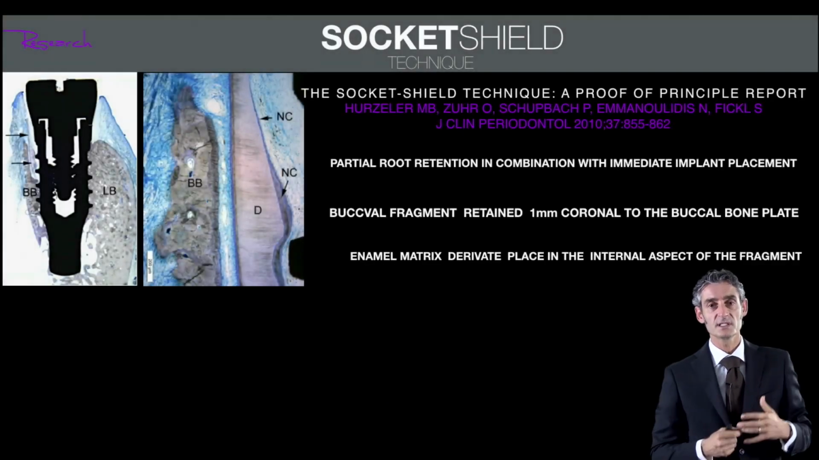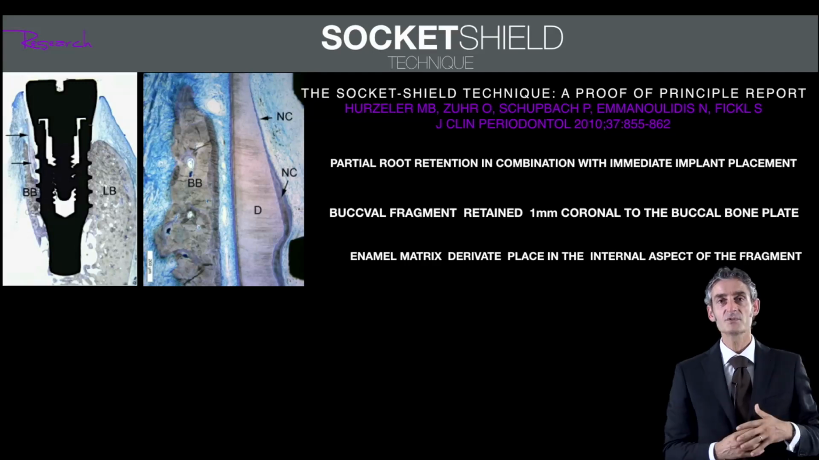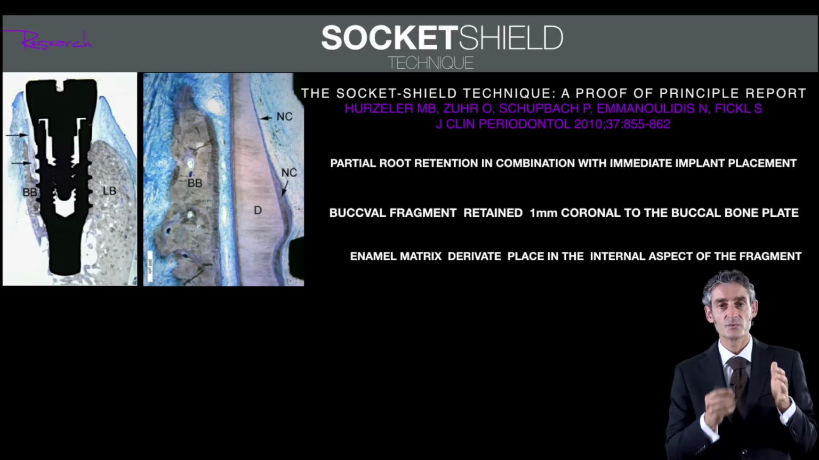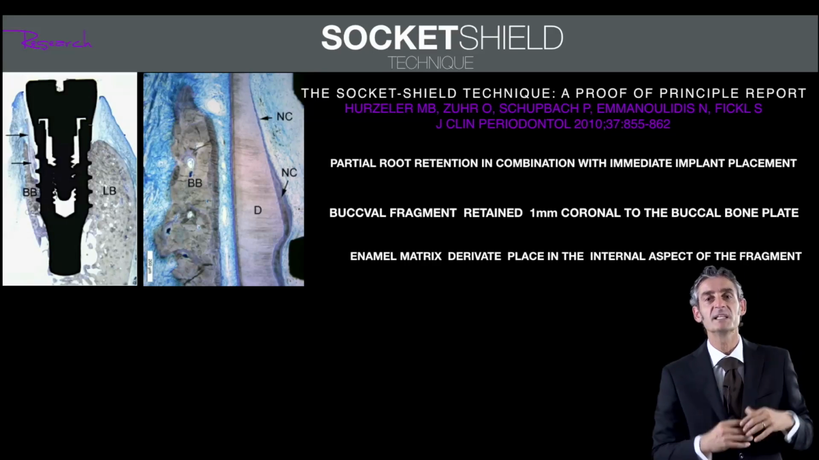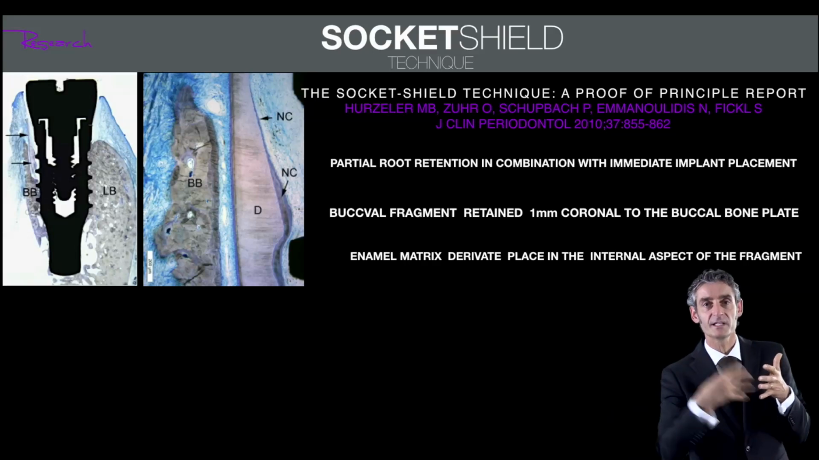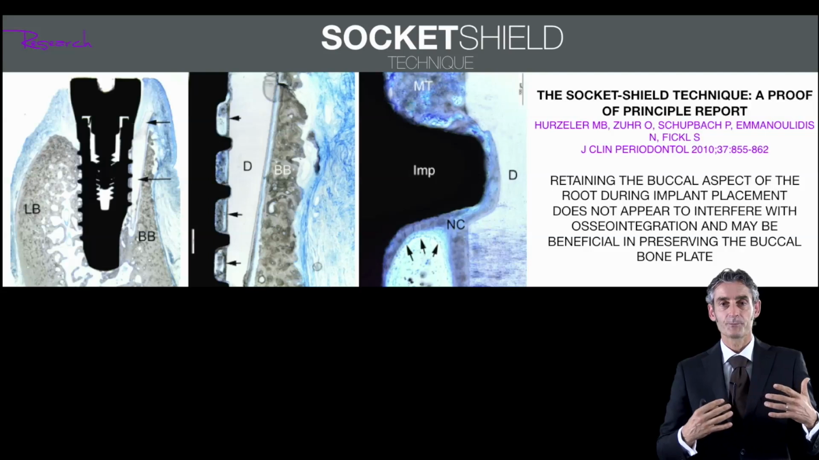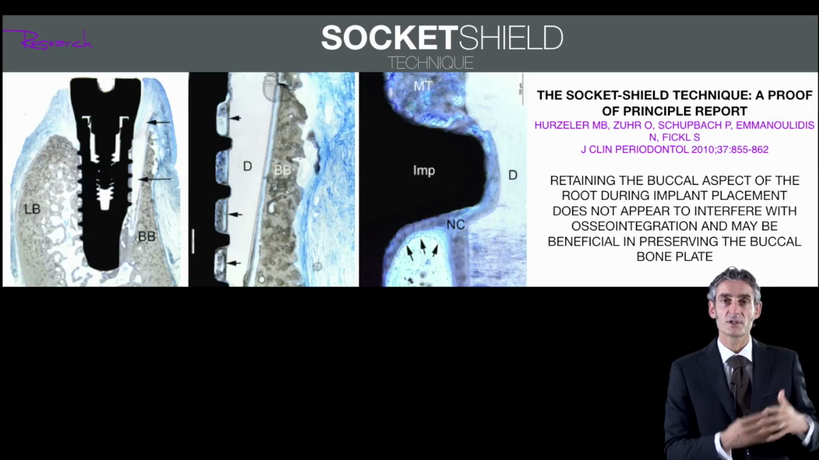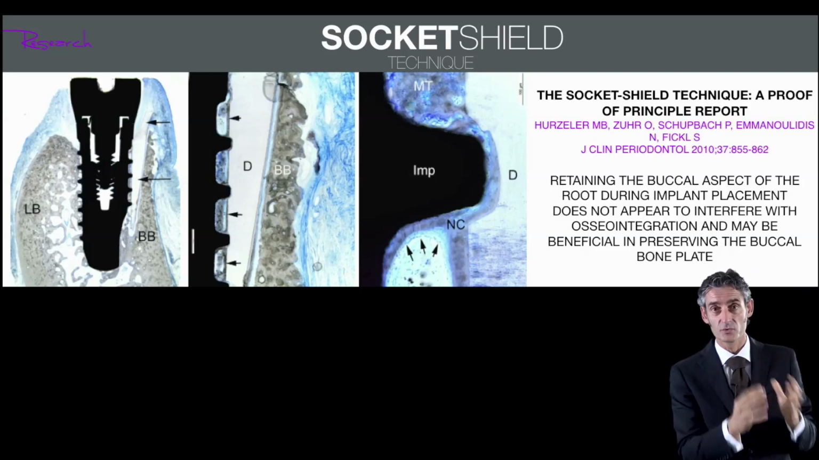It's interesting to see this article. I already showed this article in a previous lecture, always about the socket shield technique. What is interesting to remember is that the buccal fragment must be 1 millimeter above, as I told you, in the way to maintain the horizontal fibers. It's also interesting that retaining the buccal bone aspect of the root doesn't appear to interfere with osseointegration. This is the most important message that we have to give.